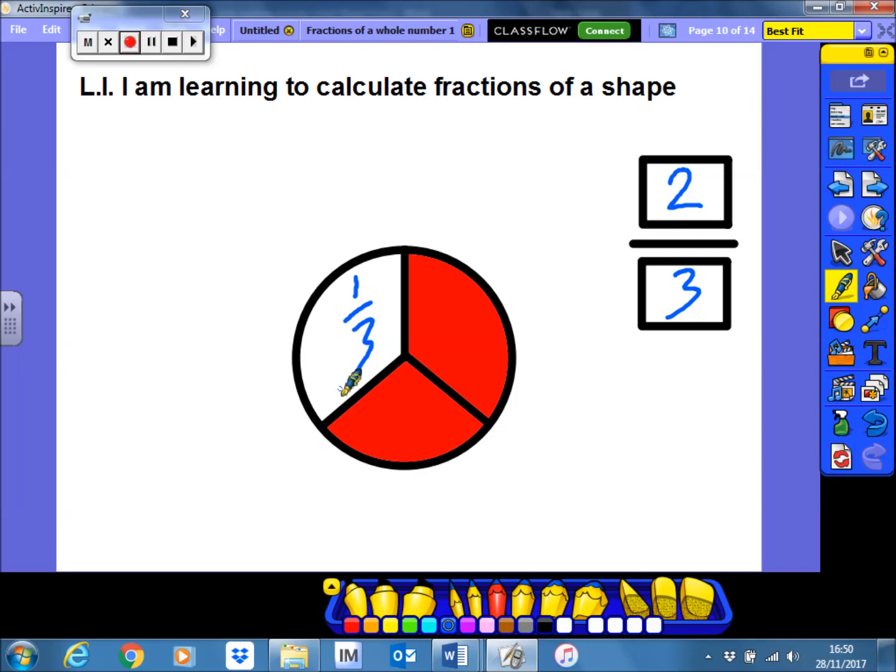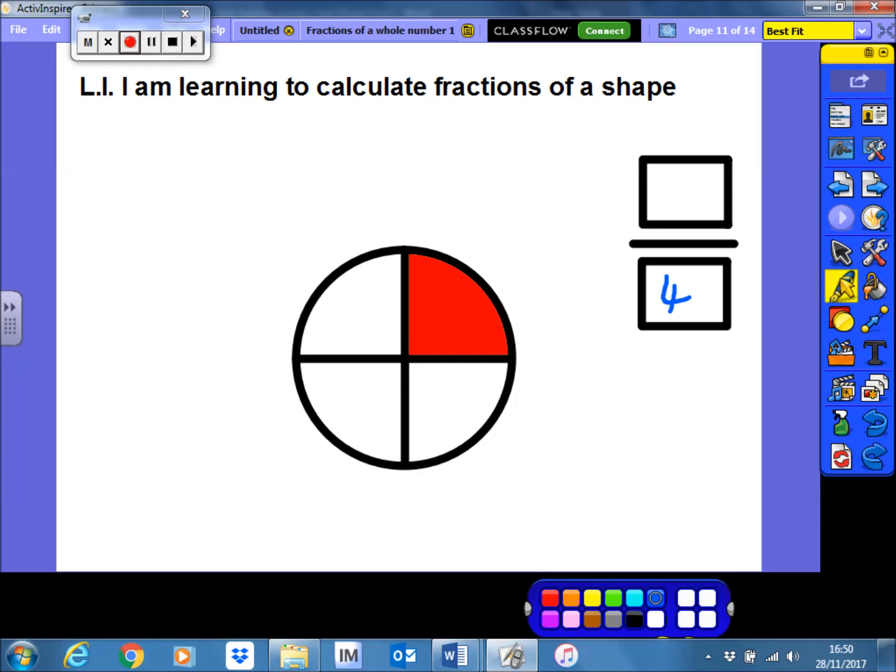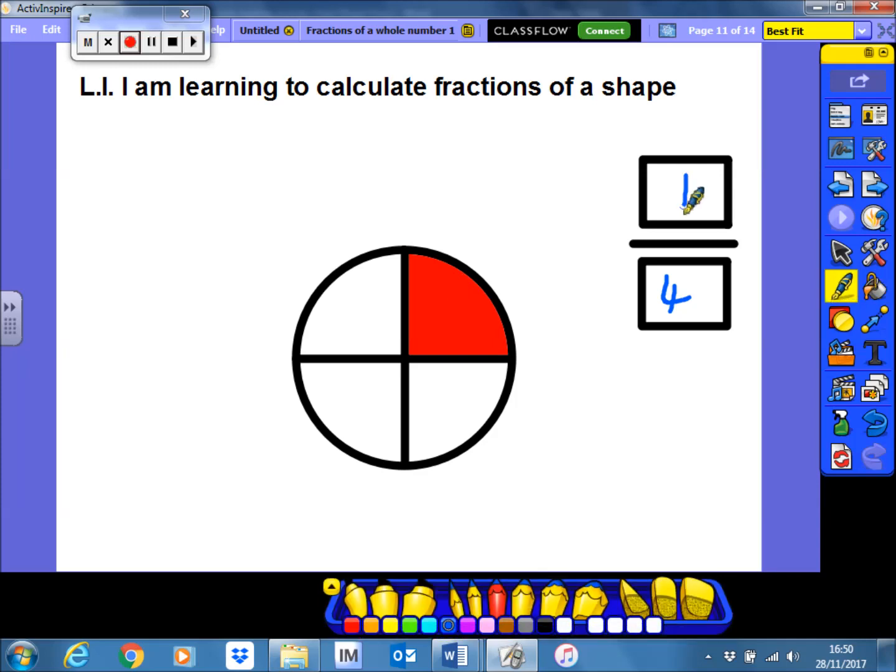So if we have split a shape into thirds, then we know that it will take 3 of those thirds to make the full shape. So here we have quarters again. I'm going to highlight only 1/4 this time. So 1/4 of the shape is coloured in, which means that 3/4 is uncoloured. In total, the two of them add up to 4/4. 4/4 is what makes a whole shape in this case.